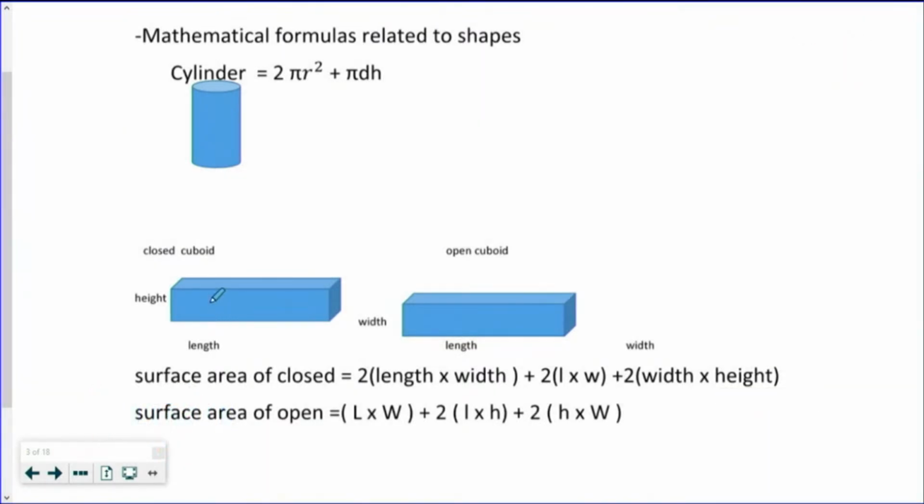How do we get the area of a rectangle? As said, length times width. How many are they? 2. So we'll get the area of one face and multiply by 2.